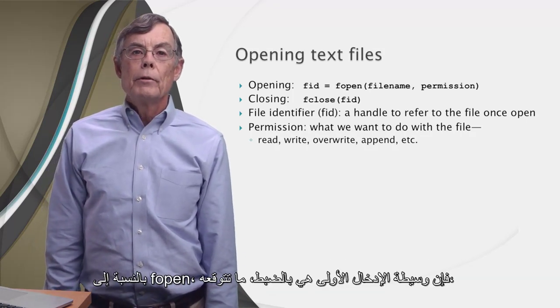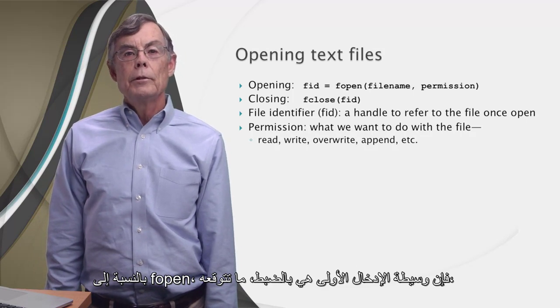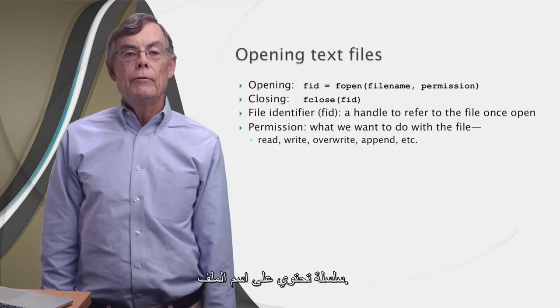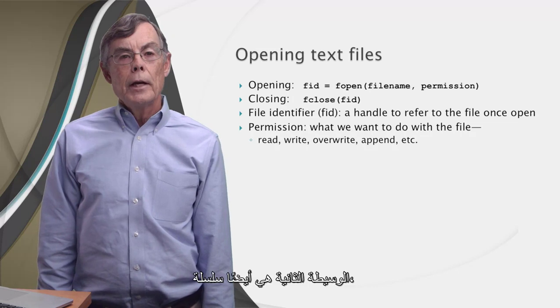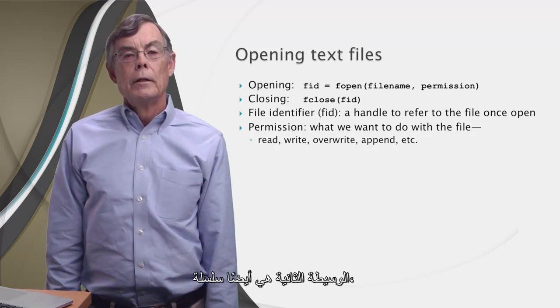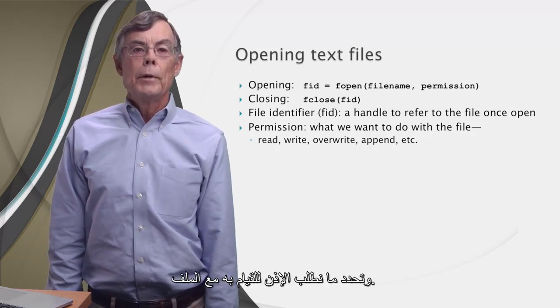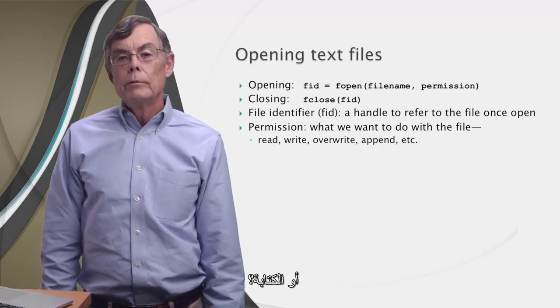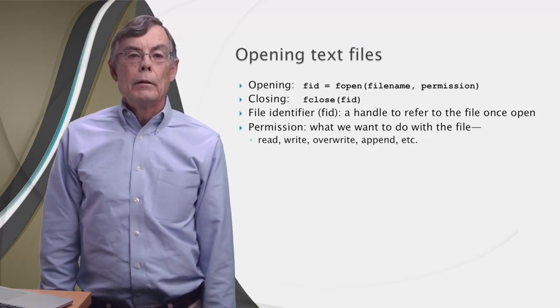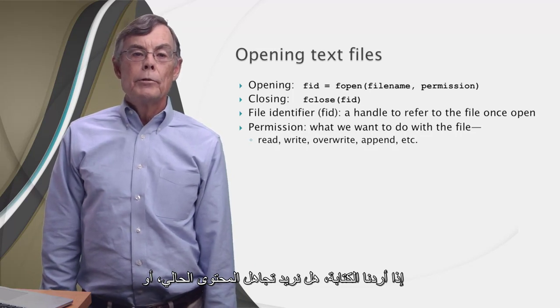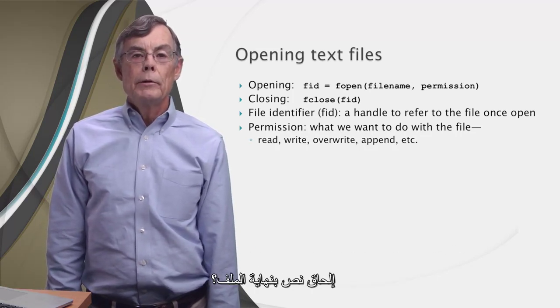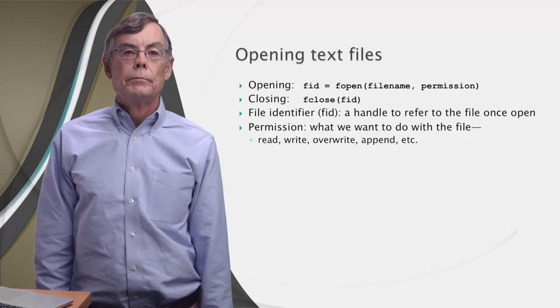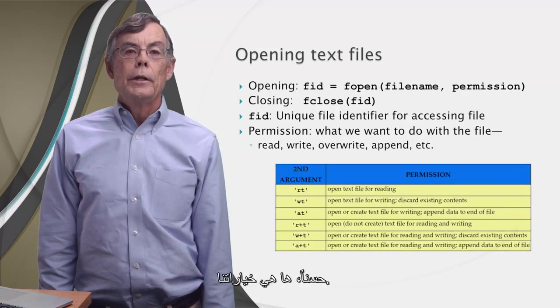For fopen, the first input argument is exactly what you'd expect, a string containing the name of the file. The second argument is also a string, and it specifies what we're asking permission to do with the file. Do we want to read, or write, or both? If we want to write, do we want to discard the current content or append text to the end of the file? Well, here are our options.